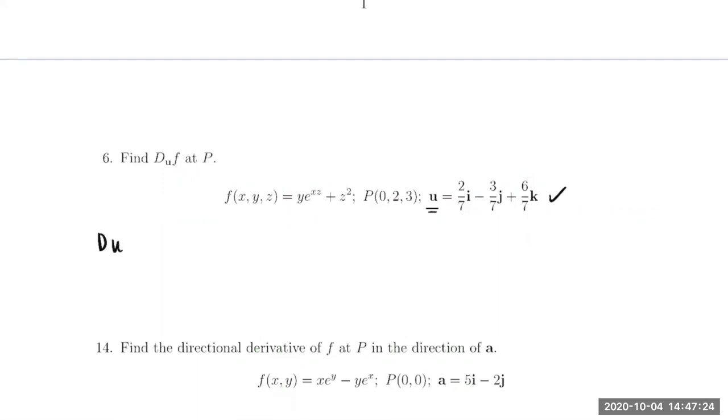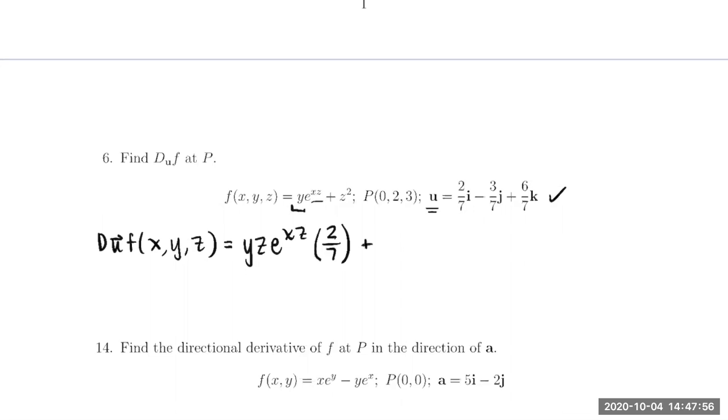What I'm going to do first is find the general directional derivative, and so I'll write that at x, y, z. And I'm going to start by taking the partial of f with respect to x. So this y is just a coefficient. The chain rule here on the exponential is going to pop a z out front. So this is going to be yz e to the xz. And then of course the plus z squared is going to go to 0. I'm going to multiply this partial derivative by the first component of the unit vector, which is 2/7.